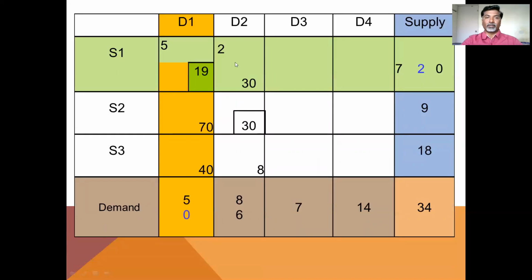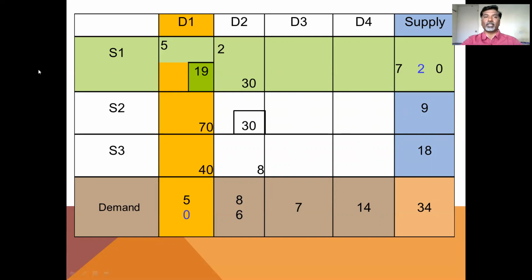In this cell, what is the value? The supply is 2 units and demand is 8 units. Which is minimum? 2 is minimum. So we have to allocate 2 here. When you allocate 2 here, you subtract this 2 from supply as well as demand. So 2 minus 2 is 0, 8 minus 2 is 6. So this value becomes 0.